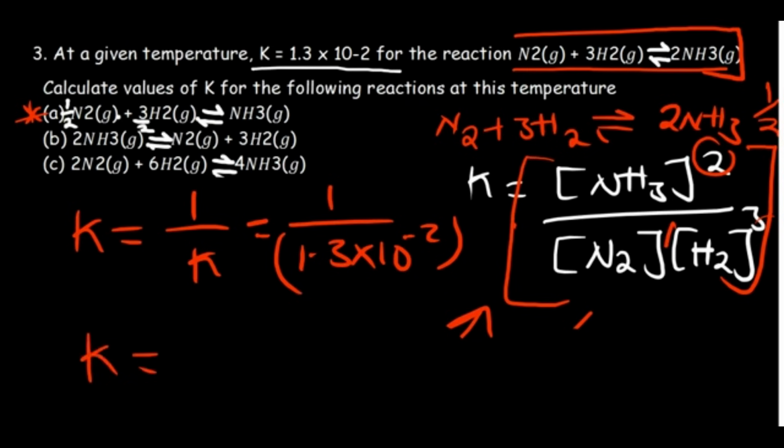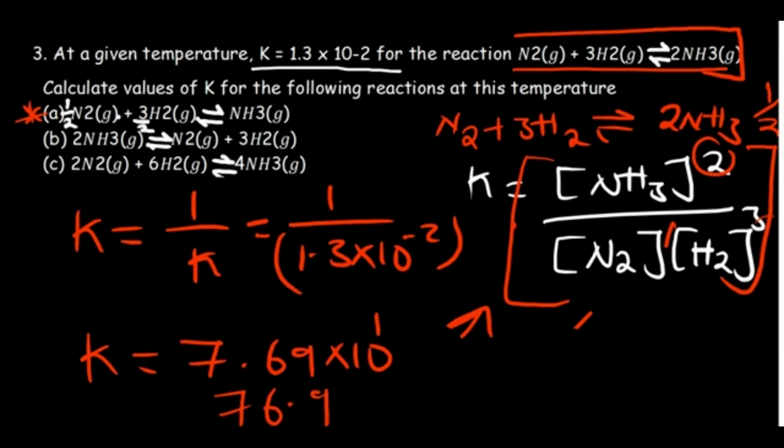So we have 1.3 by 10 to the power negative 2 divided into 1. So I have 7.69 times 10 to the power 1, which is basically just 76.9. So that is for B.